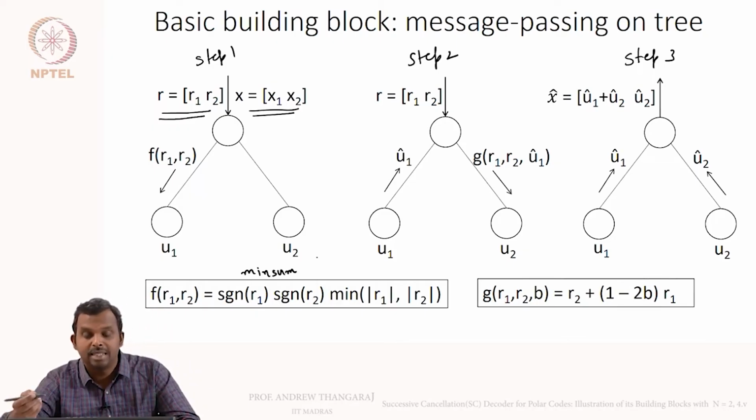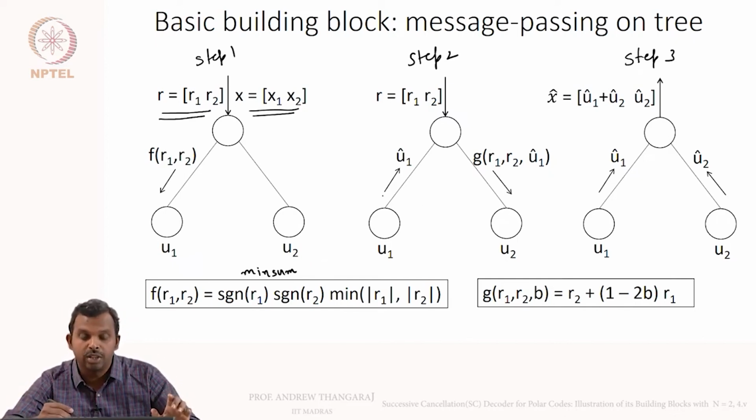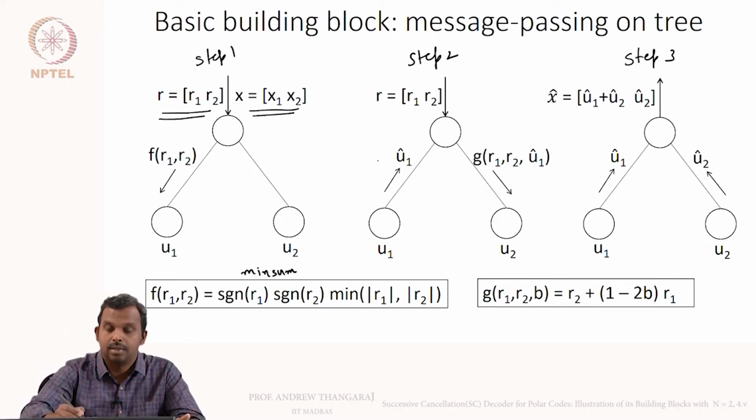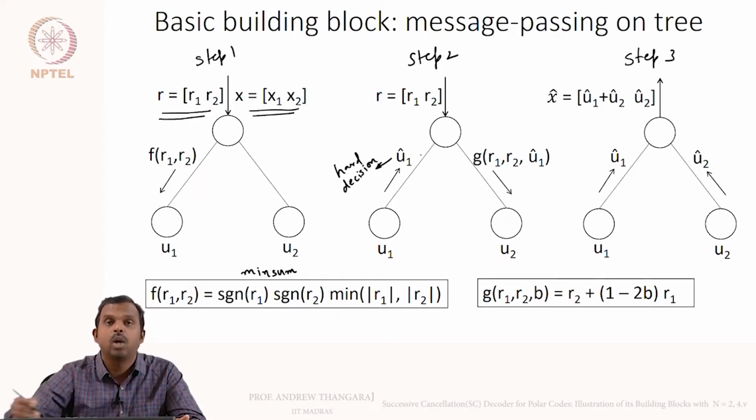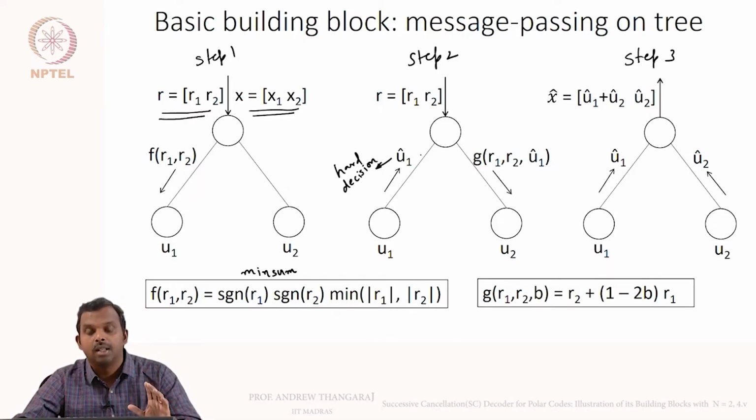In the second step, the leaf node figures out what u1 hat is and sends it back to the root node. That is just a hard decision on f of R1, R2. Notice the belief we had for u1 at this point we are not using. Later on, when we study the list decoder, we will use that belief. Right now the belief for u1 is not used. It's a soft output that's available, but we merely do hard decision decoding.